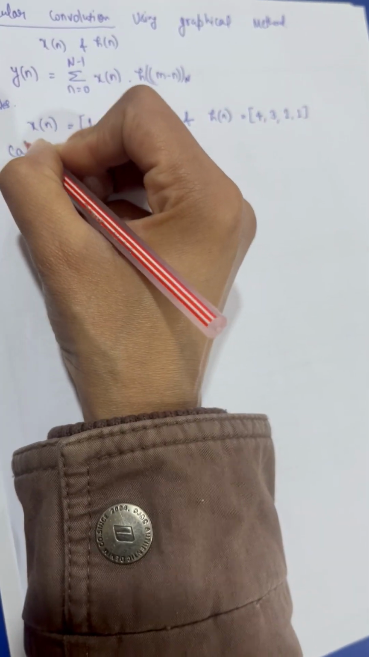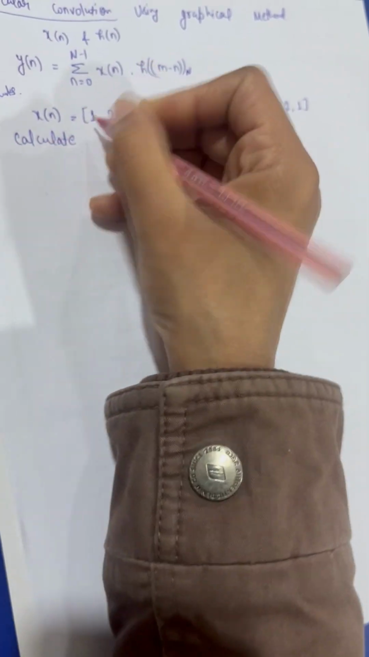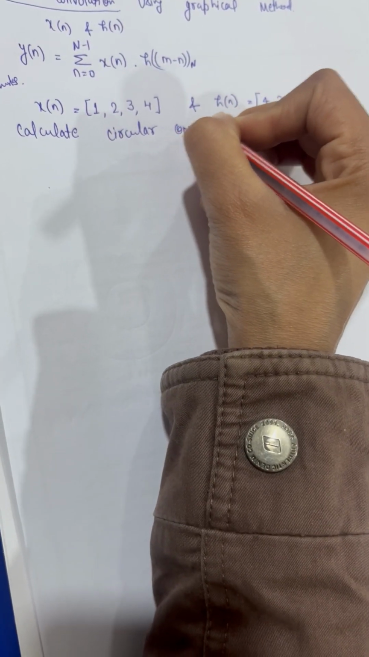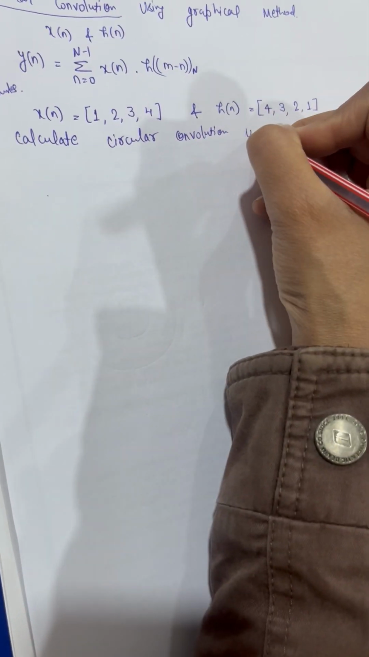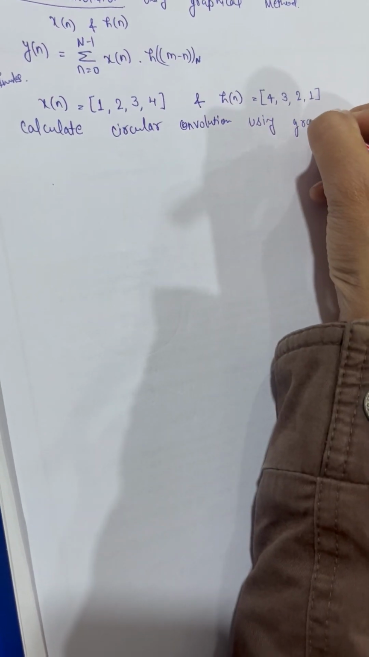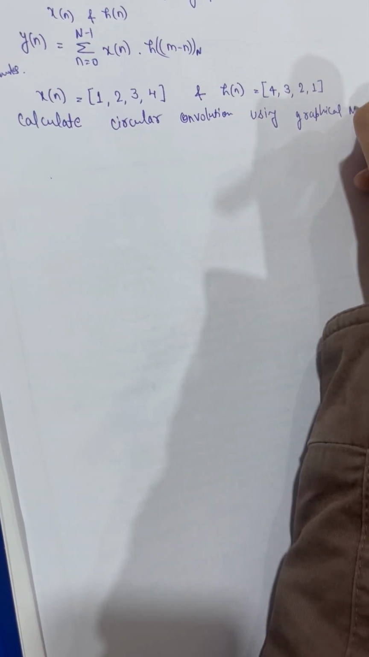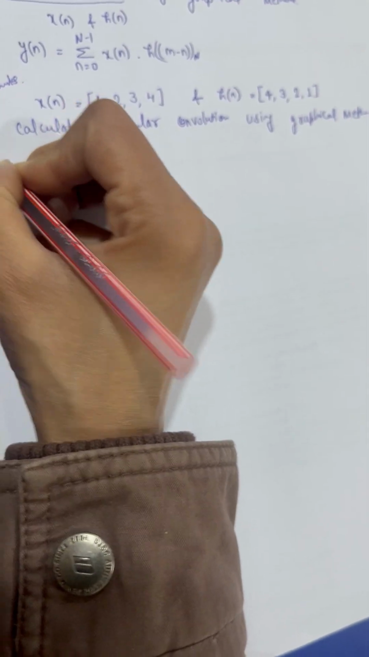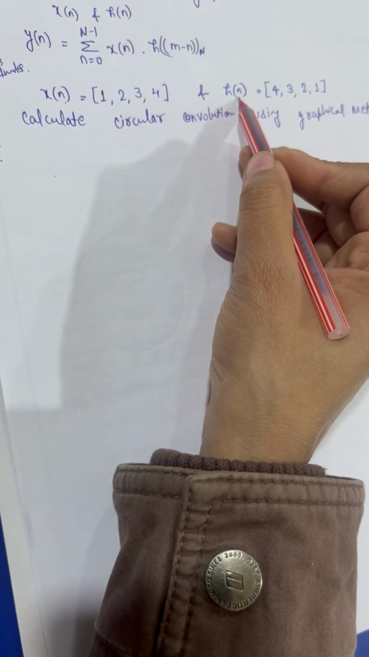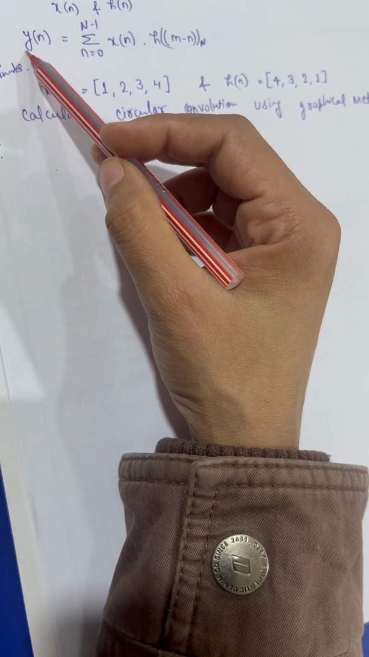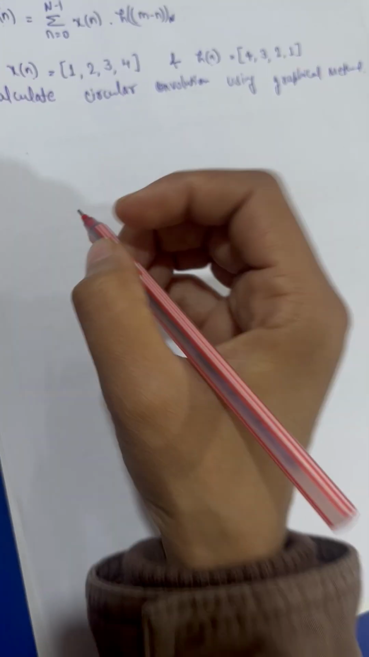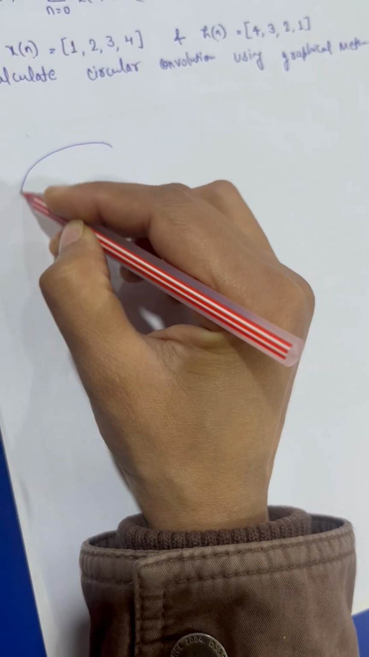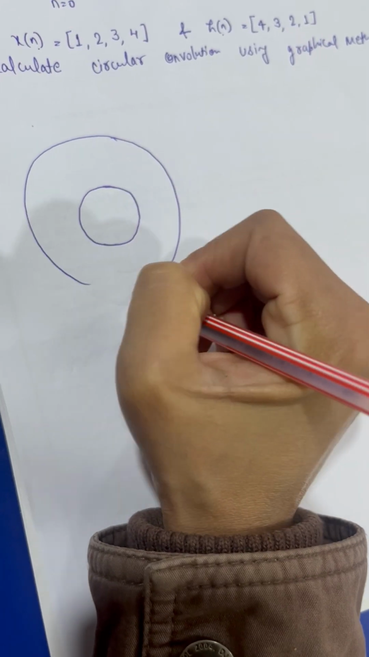Here we have to calculate circular convolution using graphical method. By using graphical method, we have to multiply these input sequences and the resultant will be defined by y(n). So we will make two circles. These two circles represent these two sequences.